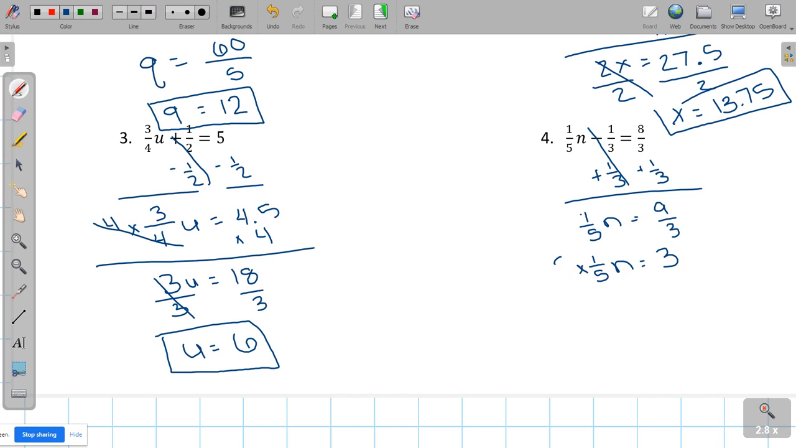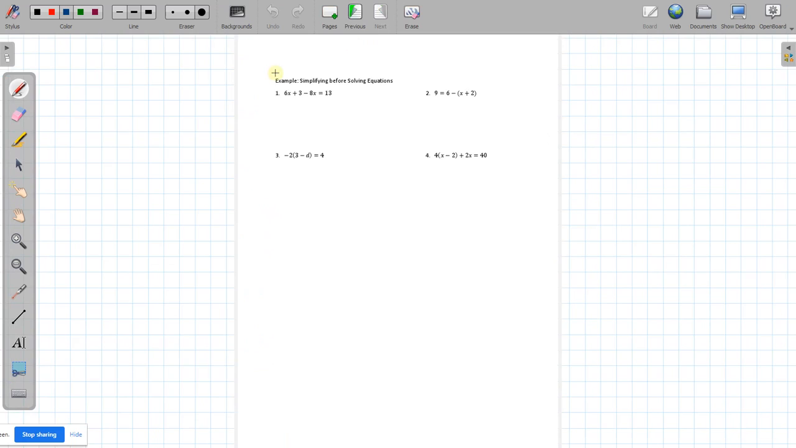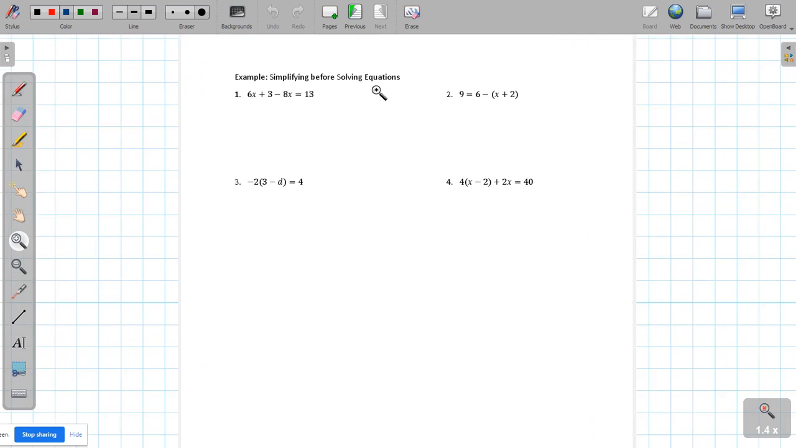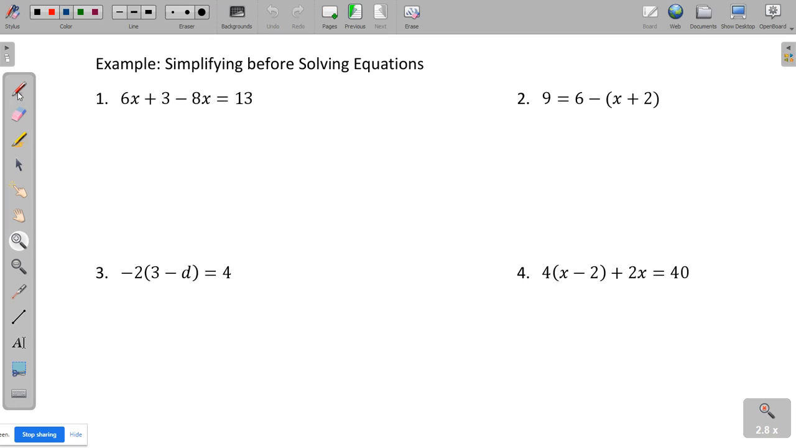So we'll multiply by 5 to both sides. It cancels out, leaves us 1n, which is the same thing as n, equaling 3 times 5 is 15. Okay, now let's look at the back. So we are going to have to simplify these equations before we solve.